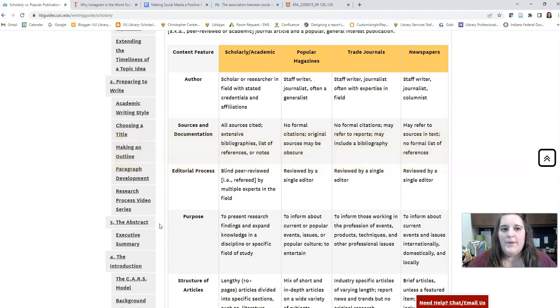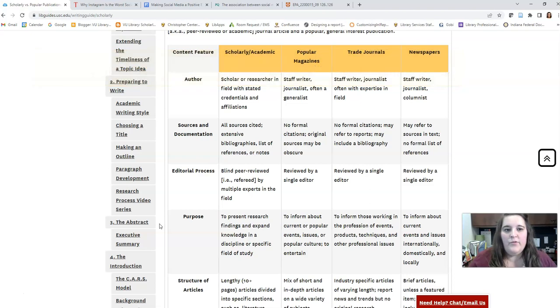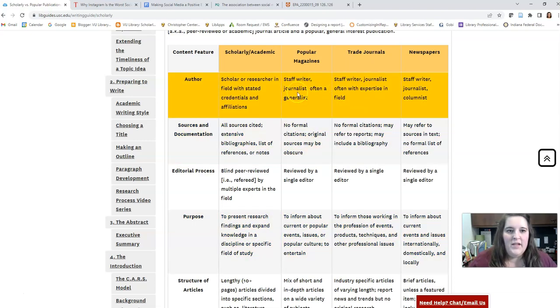But first I want to go into what is a popular press source. That would be our magazines and our newspapers, and their main intent is to either entertain or inform the general public. So it's written in a way that's easily understandable. As we can see here, it's written by a staff writer, a journalist, or a generalist. Again, it's written in a way that's pretty easily digestible, and it's meant to inform.